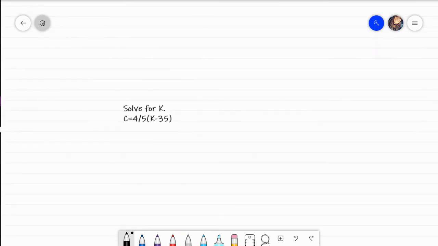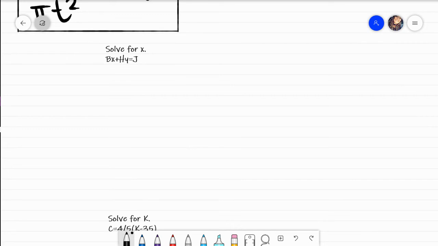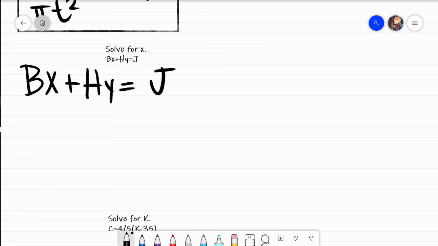Okay, almost last problem. Second to last problem. Solve for x. Let me rewrite this. I have b times x plus h times y equals j. Solve for x. I'm solving for x. Okay, I notice that x is being multiplied by b, and I also see that there's an hy being added to x. Because I'm solving for my x and I want to move things away from it, you're going to do what's easiest as far as the mathematical process you would follow.